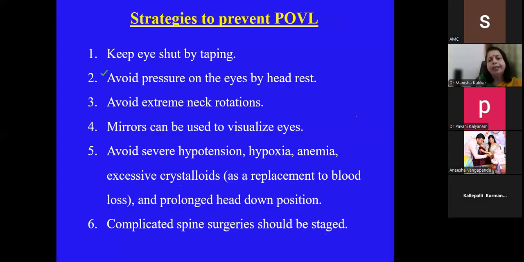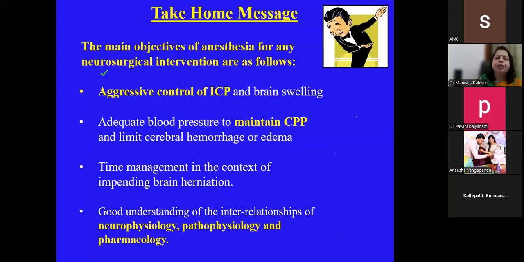So you have to keep the eyes shut by taping, avoid pressure on the eyes by the headrest, and avoid extreme neck rotations. You must have seen those mirrors that can be used to visualize the eyes. Avoid severe hypotension, hypoxia, and anemia; do not give excessive crystalloids as a replacement for blood loss; and avoid prolonged head-down position. And if there are complex spine surgeries, you can always stage them. This is because these are done in the prone position, and for surgery of a prolonged period, this complication is known. So you have to be aware of postoperative visual loss.